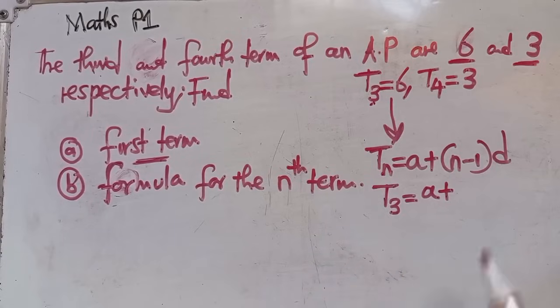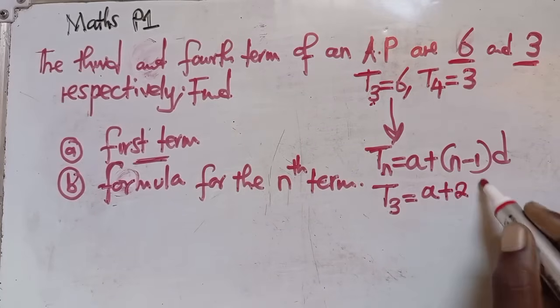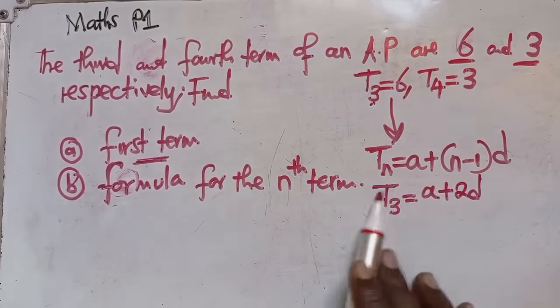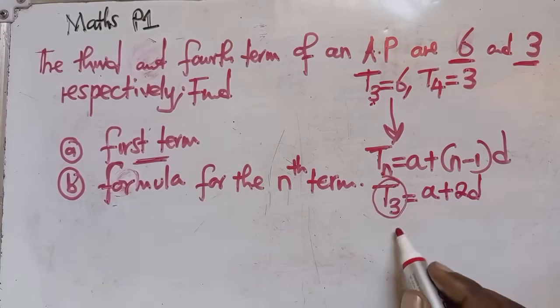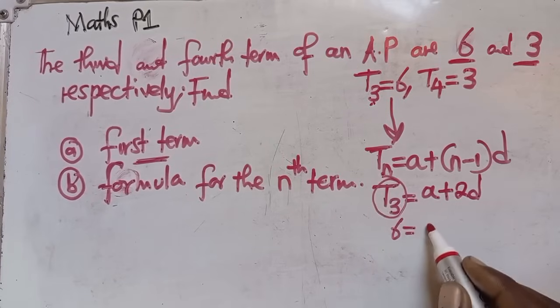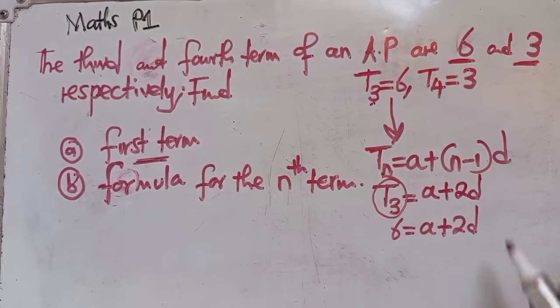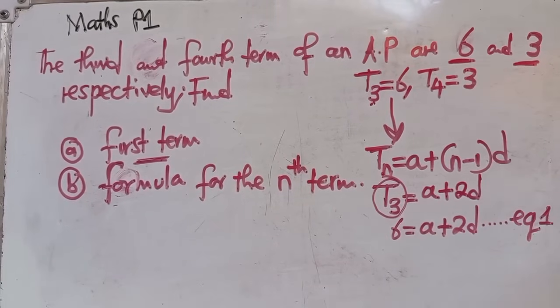So 3 minus 1 is 2, and 2 times d is 2d. We know that T3 is 6, so 6 is equal to a + 2d. We name this equation 1.